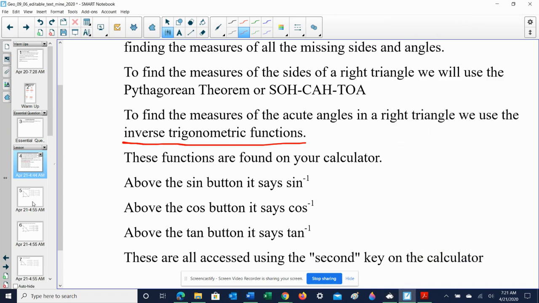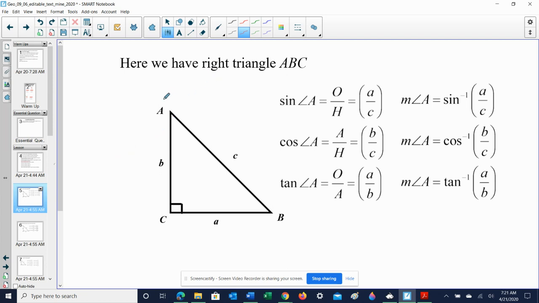So what do I mean by that? Well, here we have right triangle ABC. Our hypotenuse is C. The two legs are A and B. The sine of angle A is opposite over the hypotenuse, A over C. So the measure of angle A, all we're doing is taking the sine and moving it over here, is inverse sine A divided by C. A over C is just some number. So it will be second sine whatever this number is, or even just this ratio. Same for cosine, same for tangent.